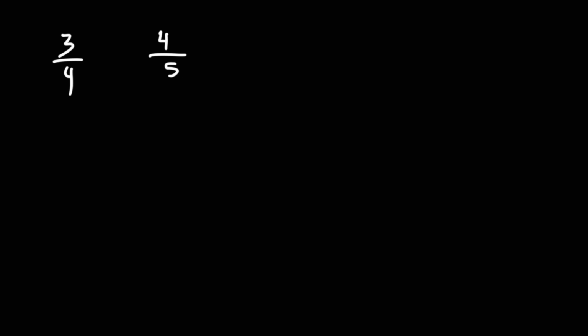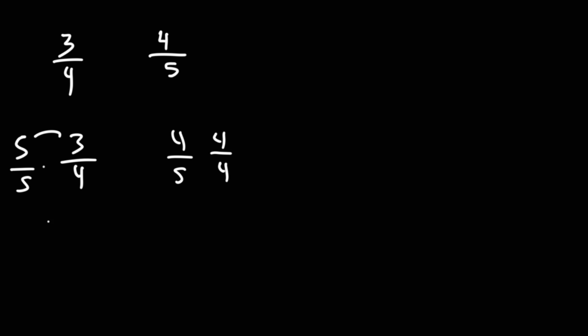denominators. To get common denominators, we're going to multiply the first fraction using the denominator of the second. So we're going to multiply 3 over 4 by 5 over 5. Now the second fraction we're going to multiply using the denominator of the first. So 4 over 5, I'm going to multiply by 4 over 4.